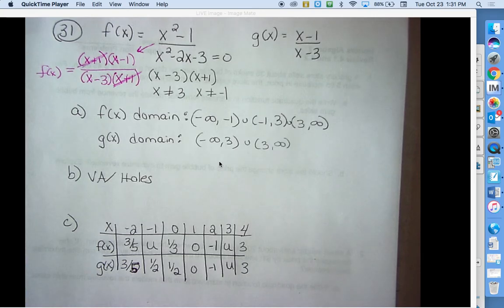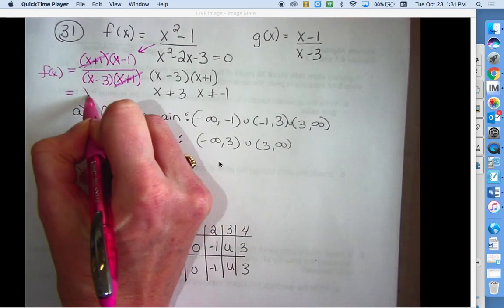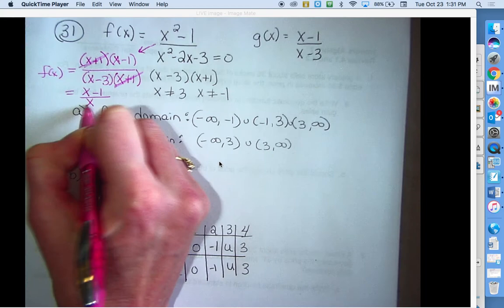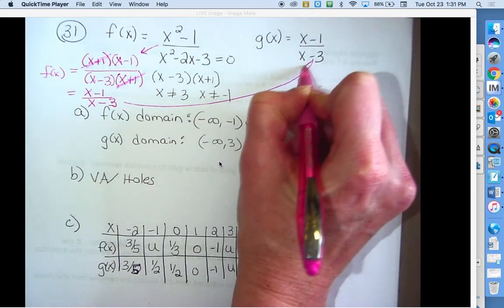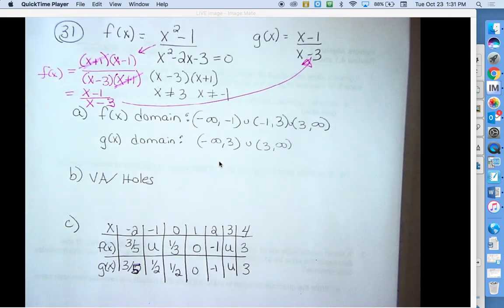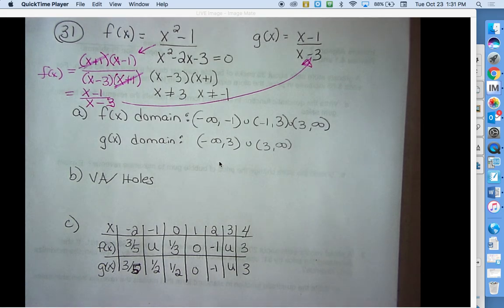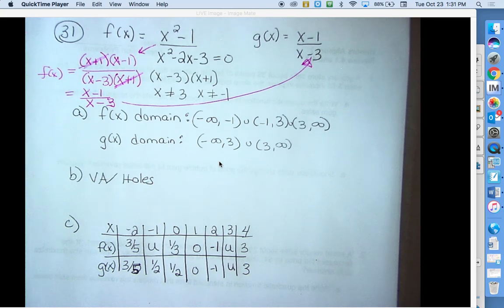It vanishes, it disappears. And what you're really left with is x minus 1 over x minus 3, which is identical to the g of x function. That's why it looks like there's one graph when you graph it, because they're exactly the same equation. That spot where you have that piece canceling creates a hole in your graph. So the part that vanishes away, literally that point vanishes from your graph.